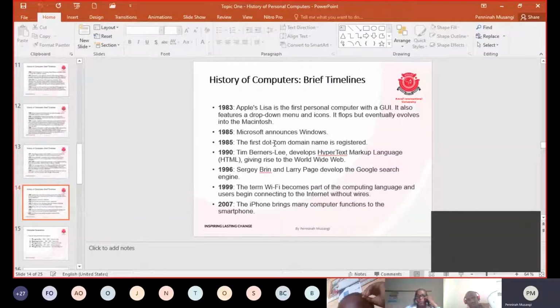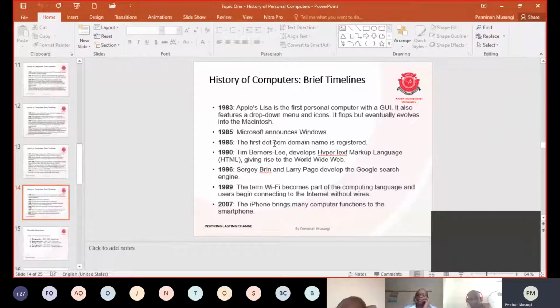In 2007, the iPhone brought in a major milestone which changed the phone industry, and that is it brought computer functions into the smartphone. So the iPhone was the first phone to bring computer functions to be done by a phone. And you know that using a phone you can majorly do what a computer does.